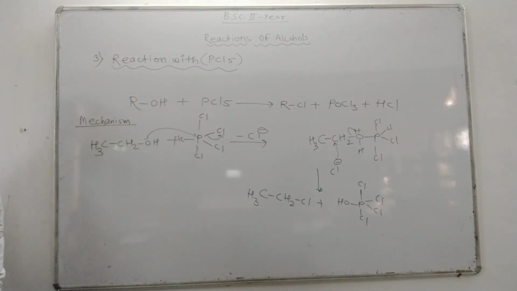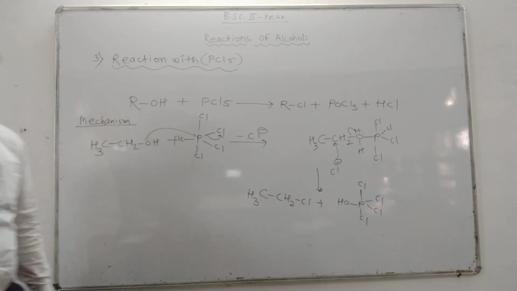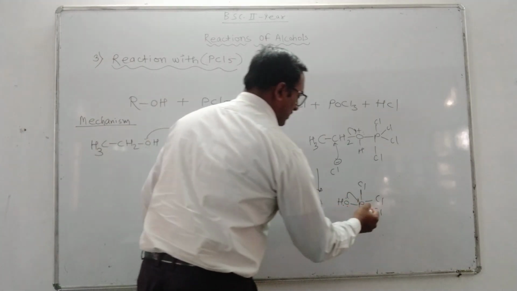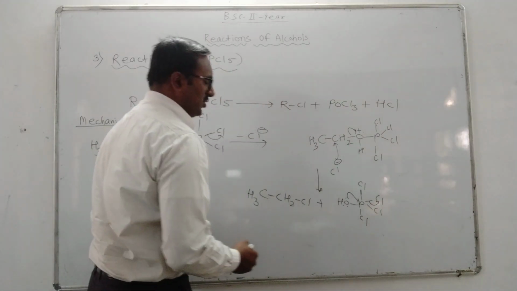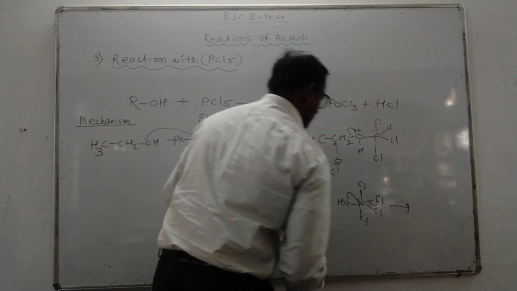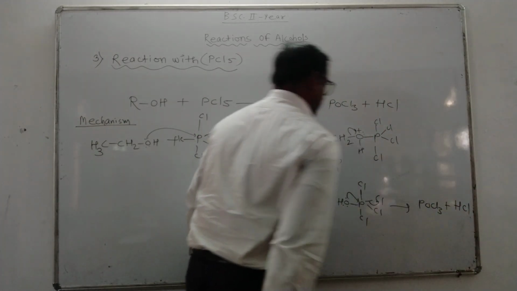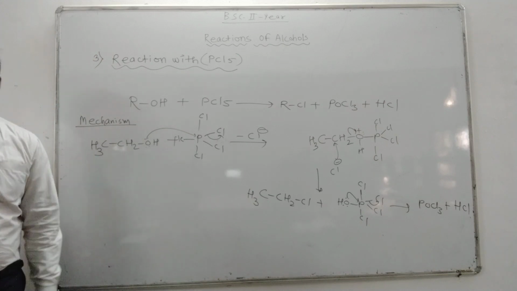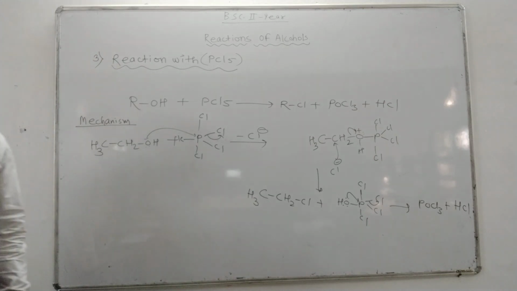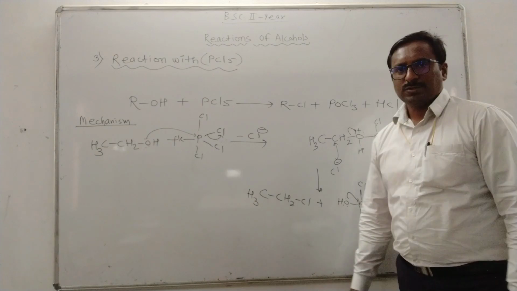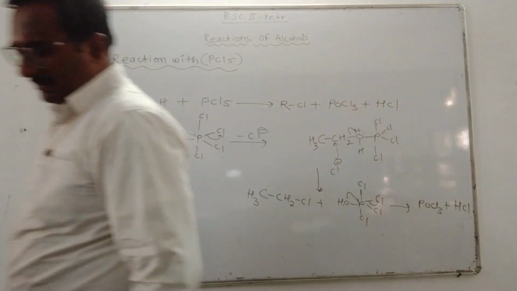Now in this what happened? There is attack of lone pair of electrons of oxygen on phosphorus. There are lone pair of electrons on oxygen. Okay. So there is formation of POCl3 plus HCl. So this is about the mechanism of reaction with PCl5. So do the copy, then we will discuss further.